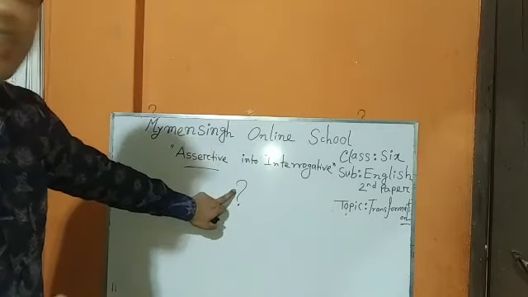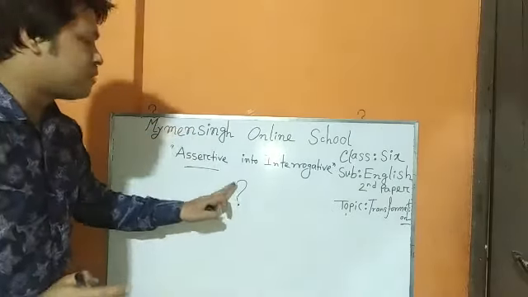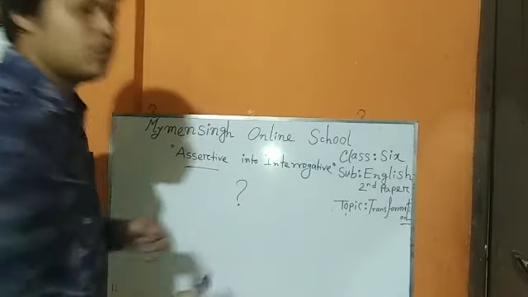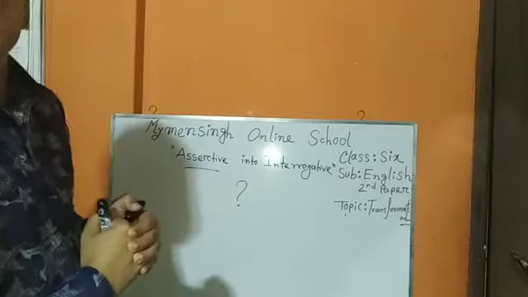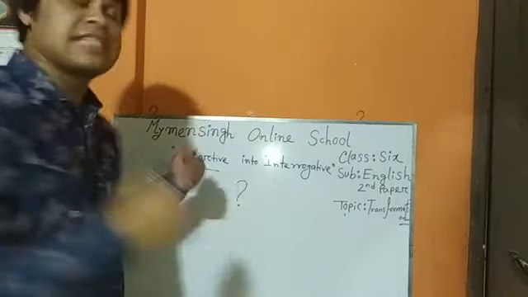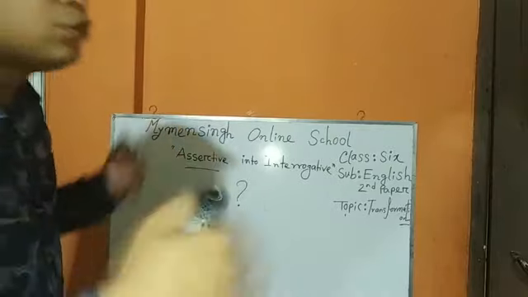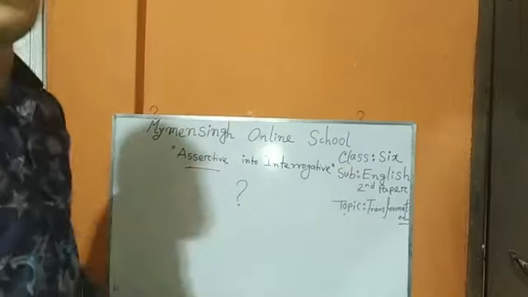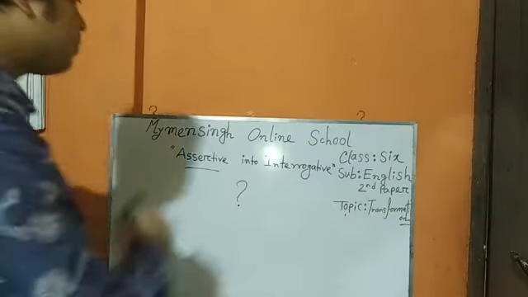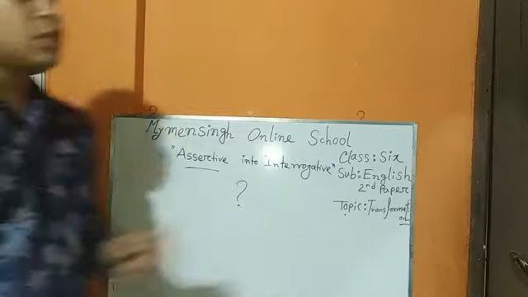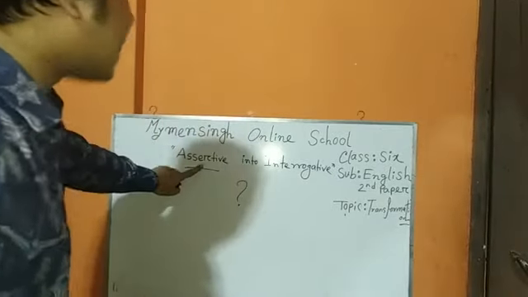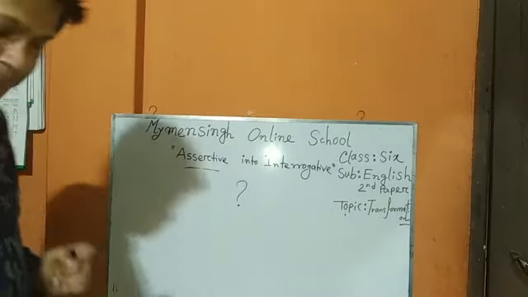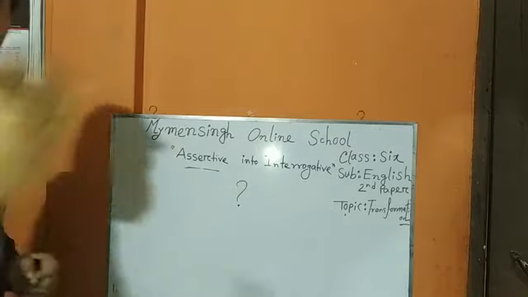What is the name of this sign? The name of this sign is the sign of interrogation. Clear? You must use it. Otherwise, you will get zero. If you change a sentence from assertive to interrogative but you don't use this punctuation, you will get zero. Okay, clear? Now, I think you have already understood what an assertive sentence and an interrogative sentence are.